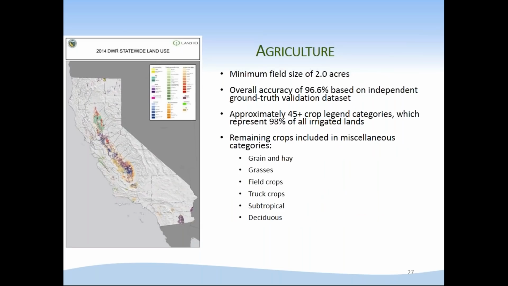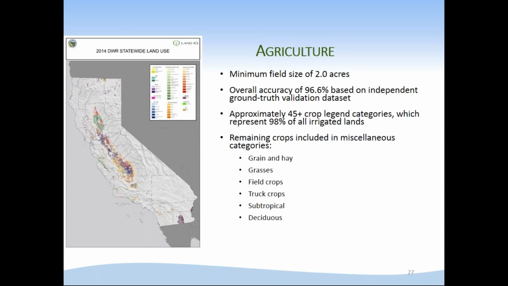So some continued statistics from an agricultural perspective. The minimum field size of our delineations is 2 acres. Some fields actually in the data set are less, but our specifications were to go down to 2 acres. The overall statewide accuracy of the data from an agricultural perspective, again, is 96.6% based on an independent ground truth validation data set, of which I previously discussed.